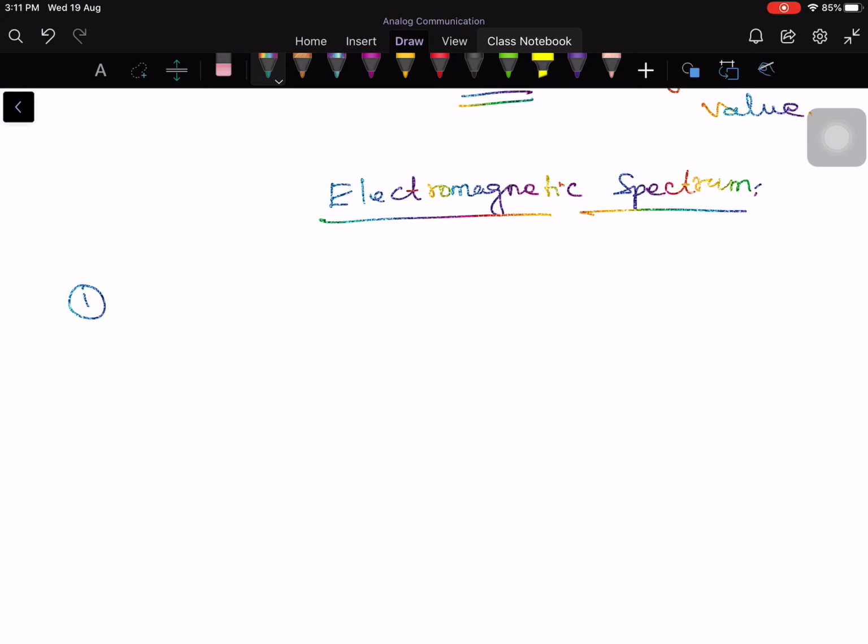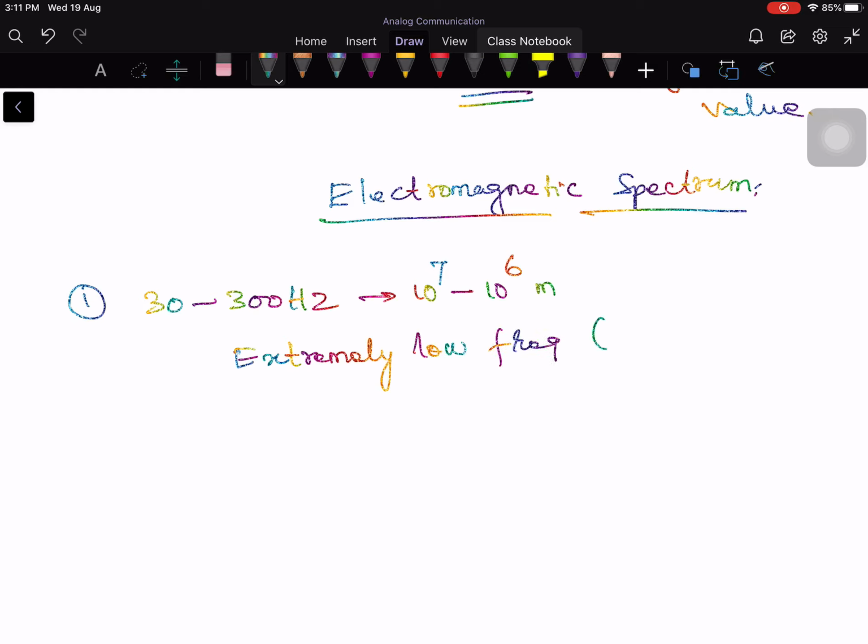The first one is 30 hertz to 300 hertz. The corresponding wavelength, if you calculate, is 10 power 7 to 10 power 6 meters. The name for this range is extremely low frequency, ELF. The application where we use it is power line applications.